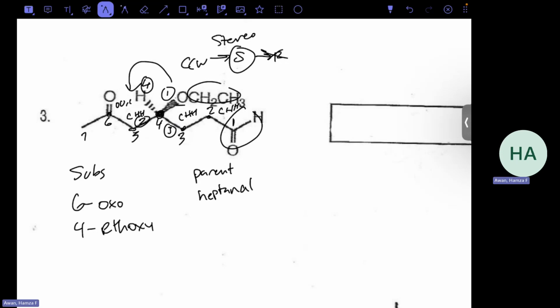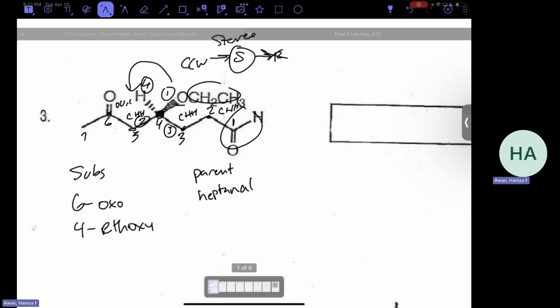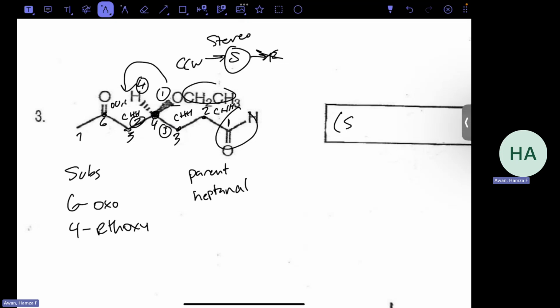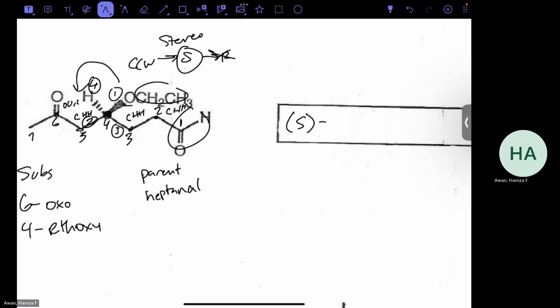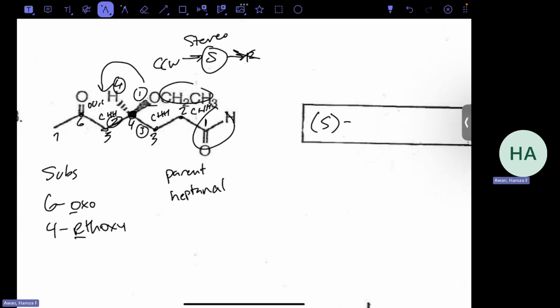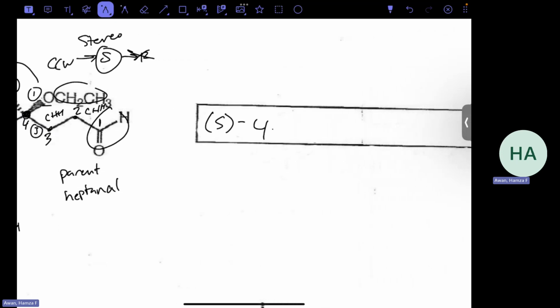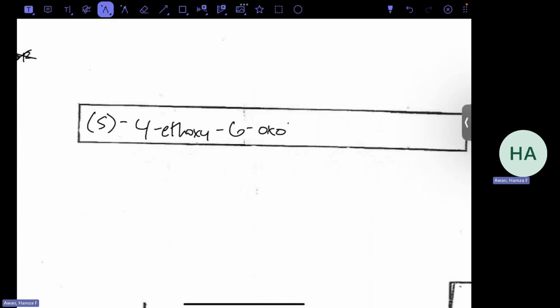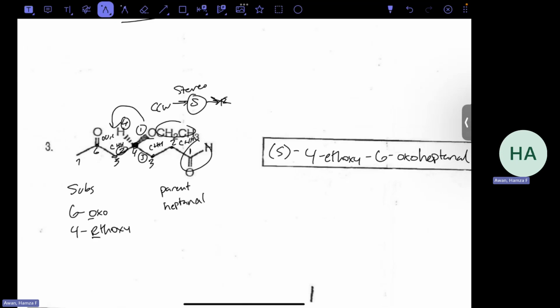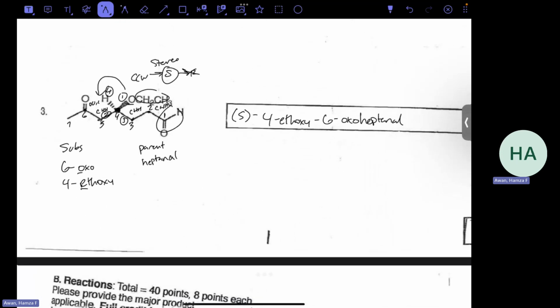And we don't have any double bond stereochemistry, so we can just start naming. So we'll start S dash, and then we'll start with the ethoxy. So S dash 4 dash ethoxy dash 6 dash oxoheptanal. And that will be our IUPAC name.